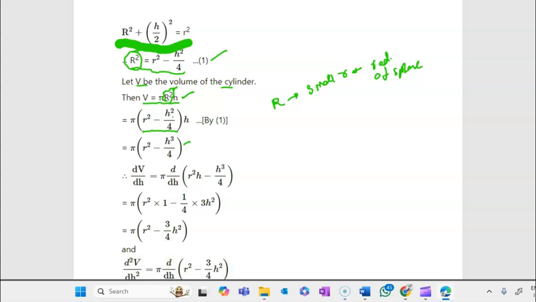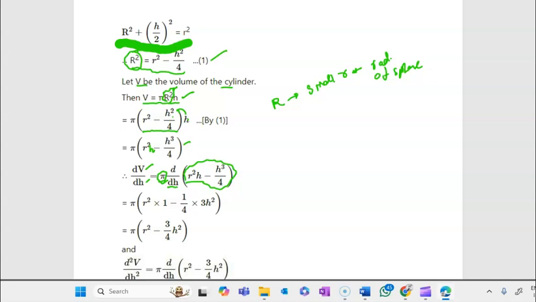Now we will be taking a derivative of this part. Just a minute. This h is going to multiply with r square, so it should be r square h there, sorry for not printing it right. So it will become r square h minus h cube upon 4. Now we take the differentiation dV by dh: pi is a constant taken outside, d by dh of r square h minus h cube upon 4.